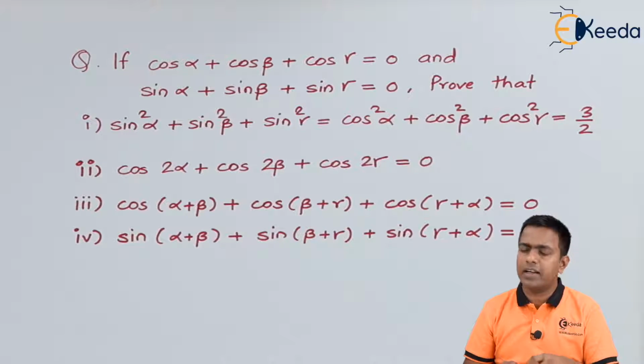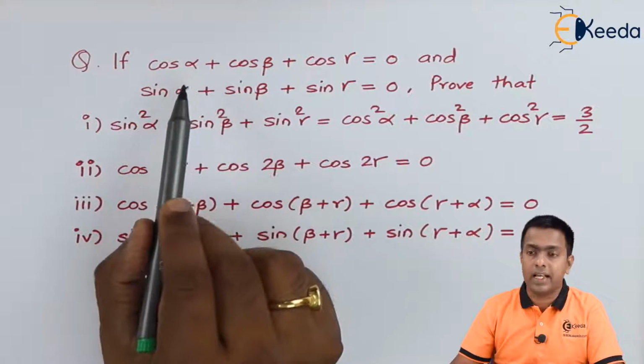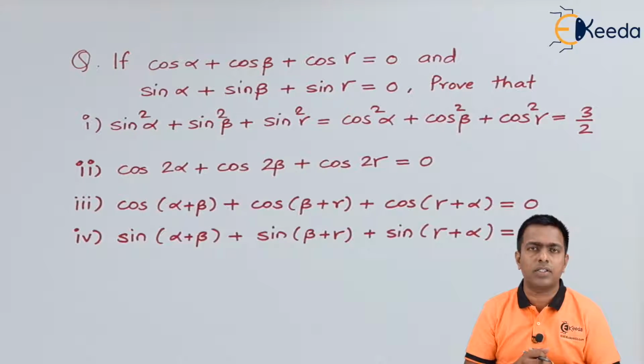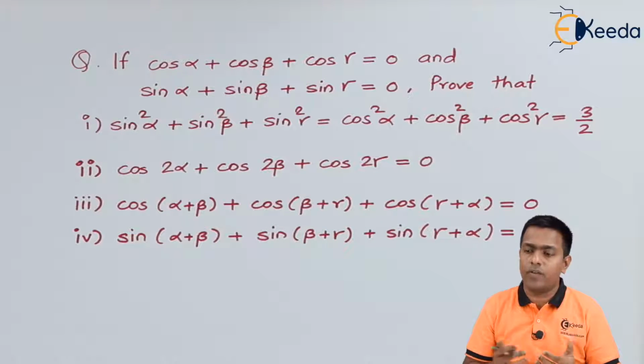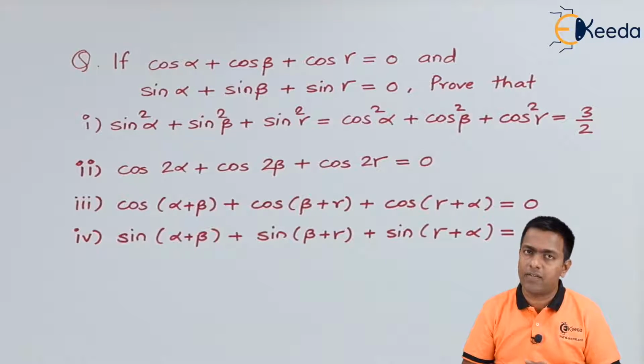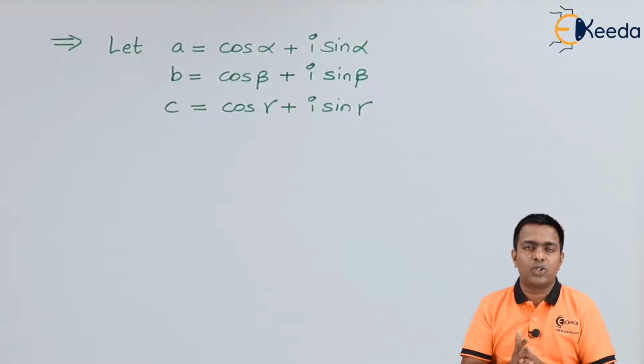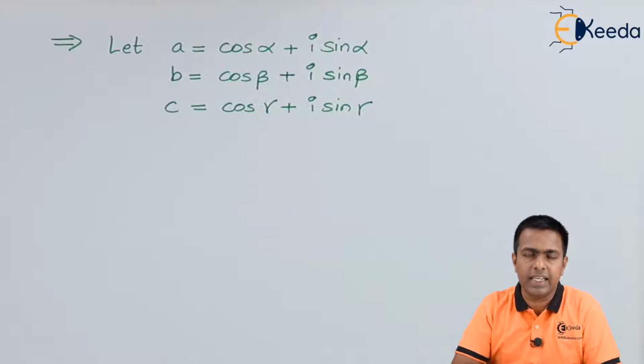So here you can see that we have angles alpha, beta and gamma. So I can assume 3 complex numbers. Let's say one will be cos alpha plus i sin alpha, second will be cos beta plus i sin beta, and cos gamma plus i sin gamma. So guys, here I've assumed 3 complex numbers as A, B and C.